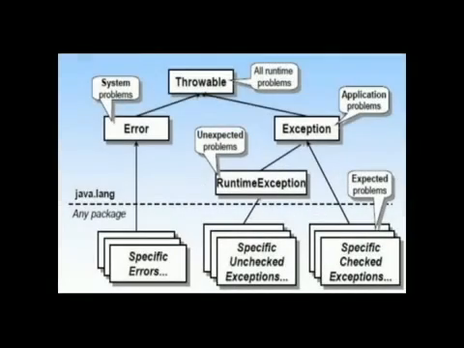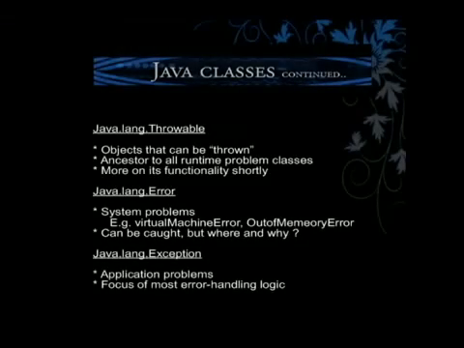The diagram on the page shows the hierarchy of Java classes representing the runtime error handling. java.lang.Throwable represents all objects that can be thrown, in other words, all runtime problems. java.lang.Error represents system problems. Subclasses represent specific problems such as out-of-memory error or virtual machine error. While these can be caught, usually there is little point, since you cannot do much about them.